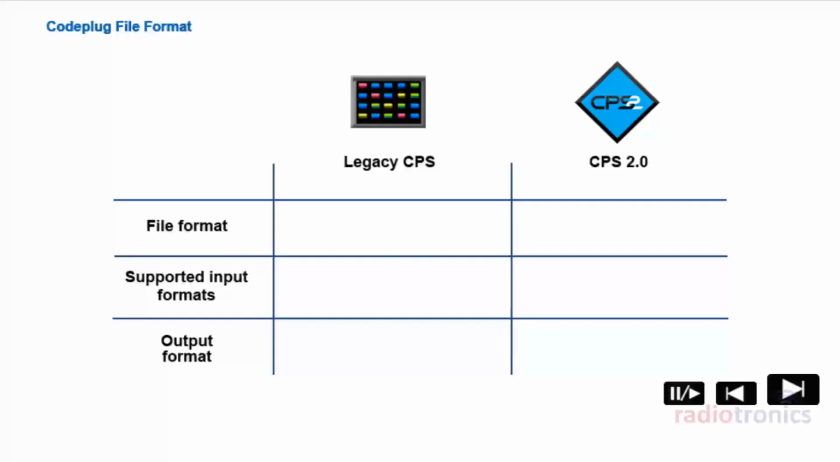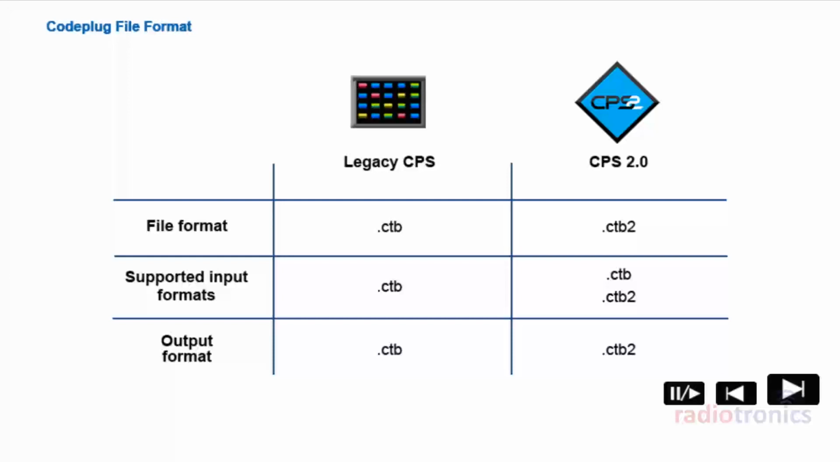CPS 2.0 has a new code plug file format, .ctb2, as compared to the legacy CPS one, .ctb. While the new file format is incompatible with the old software, the old file format can be opened and edited both with the legacy CPS and CPS 2.0. However, when you open it in CPS 2.0, you can save it only in the new file format. This allows better migration from CPS to CPS 2.0 and eventual migration to radio management, which also supports .ctb2 files.